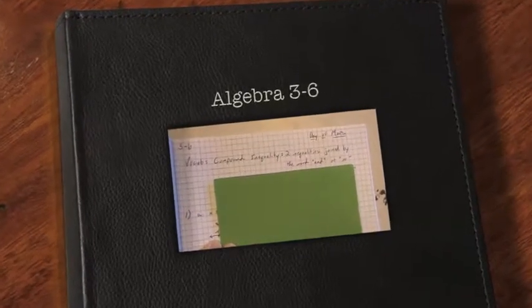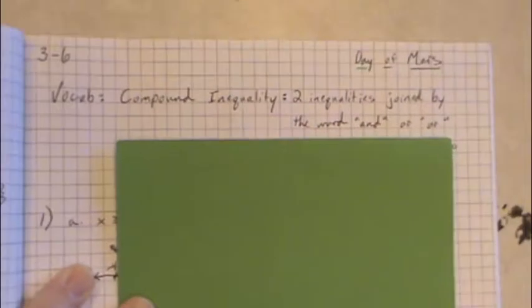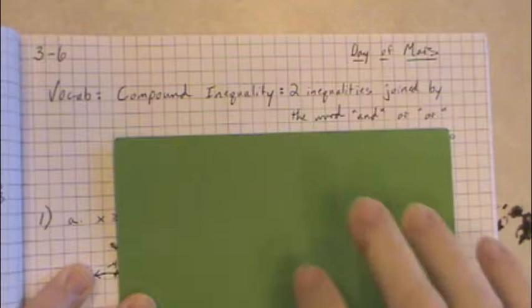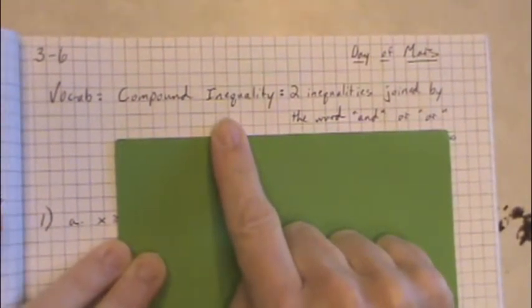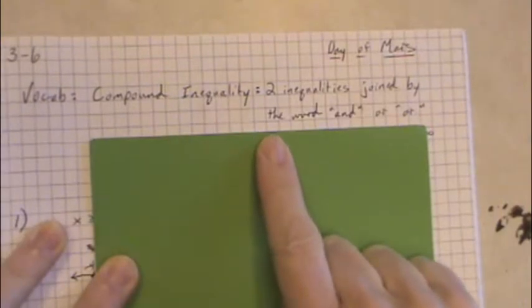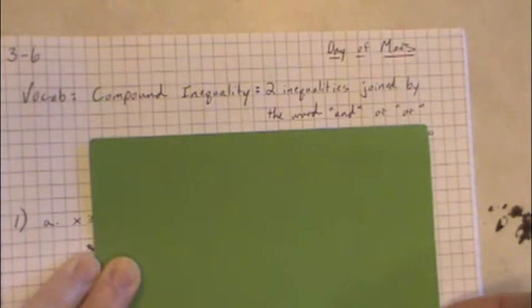So with chapter 3.6, we are right back to inequalities again, and no, I can't tell you why we took a sidetrack into set notation. But anyway, your first vocabulary word for this section is a compound inequality, which means two inequalities that are connected by the word and or the word or.